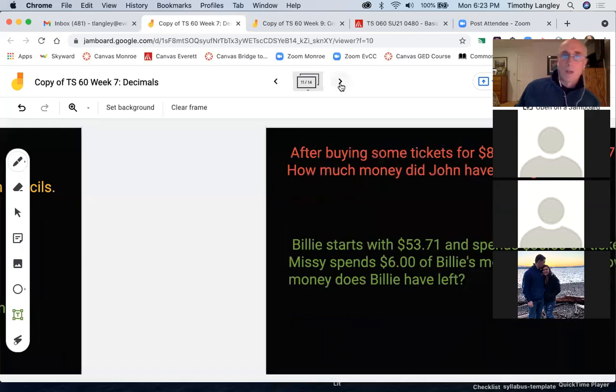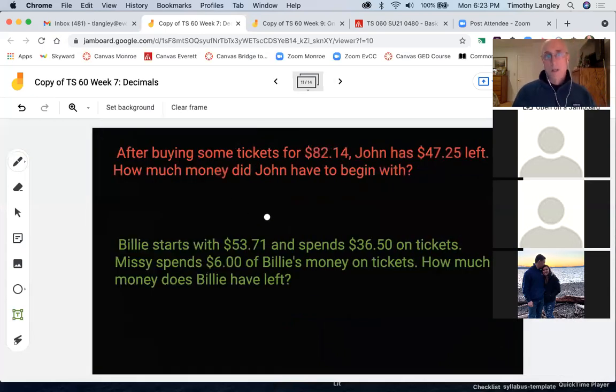All right, moving on. After buying some tickets for $82.14, John has $47.25 left. How much money did John have to begin with? Okay, this is the trick one I wanted to show you. It does have the word left here, right? And usually I said that means subtract, but I want you to notice something. Notice how the keyword here is not in the question sentence. Here's the question sentence right here. It says, how much money did he have to begin with?